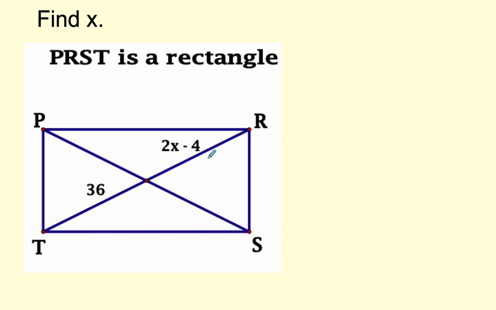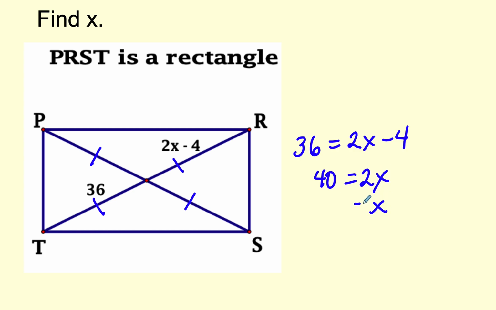Okay, and now remember this is a rectangle and all the diagonals are congruent and they bisect each other. So each half is going to be the same. So I can say this half and this half are the same. I really could have done this problem if it had been a parallelogram, because in parallelograms the diagonals bisect each other. We're going to add 4 to both sides, and then we're going to divide by 2, and that is 20. And so x will be equal to 20.